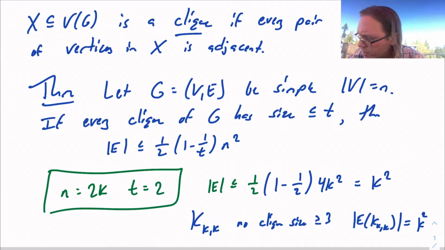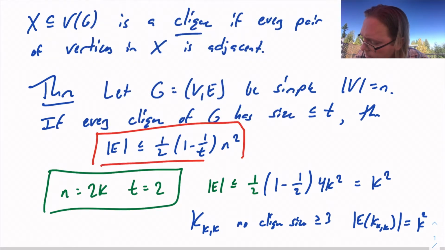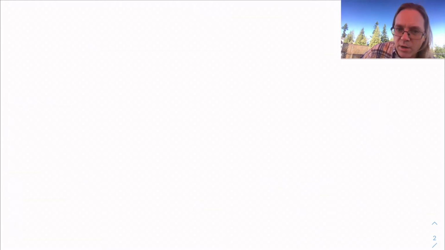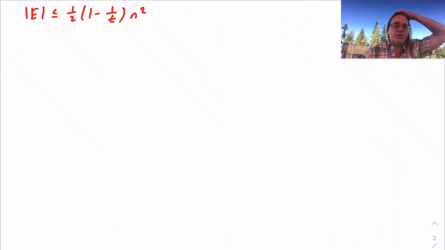I'm not sure what I want to do here. Maybe I just want to remember this formula, because I can't hold on to all of this. I want to flip the page here, but let me keep that formula in mind. We're trying to prove that the total number of edges is less than or equal to 1/2 times 1 minus 1 over t times n squared. Again, G is going to be an n vertex graph. All cliques of G are going to have size at most t, and we're trying to prove this bound. So that's our game.